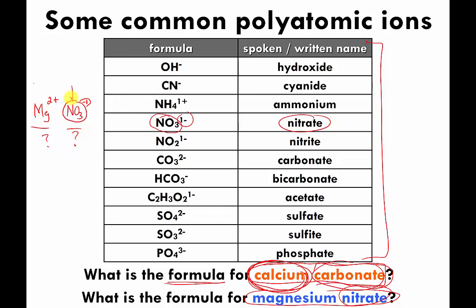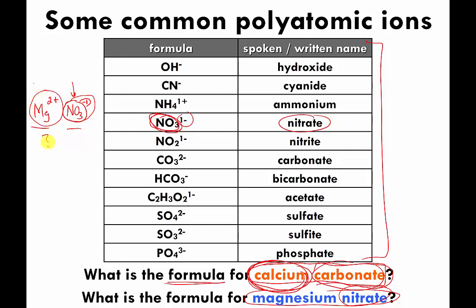And you can't break these guys apart. You can't break the nitrogen and the oxygens apart. I'm telling you that it's nitrate, and because of that, you're stuck with this little formula. You can't split them apart. They have to come in these groups. So this nitrate has a charge of -1. The magnesium has a charge of +2.